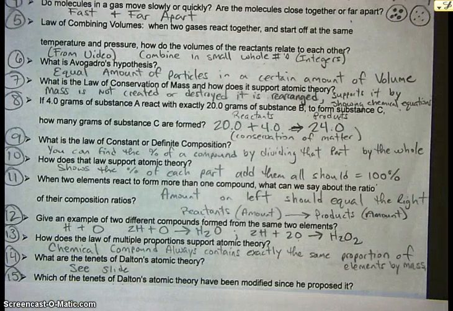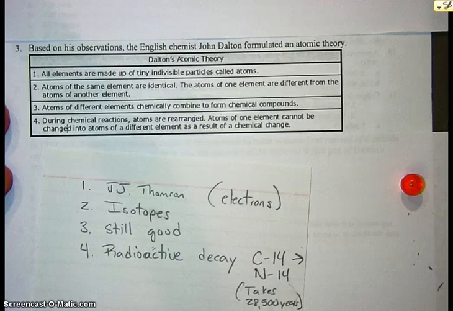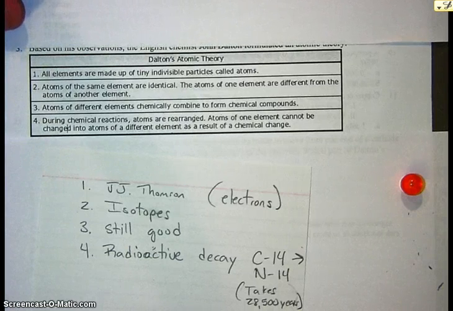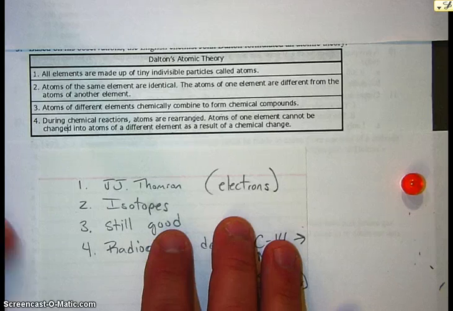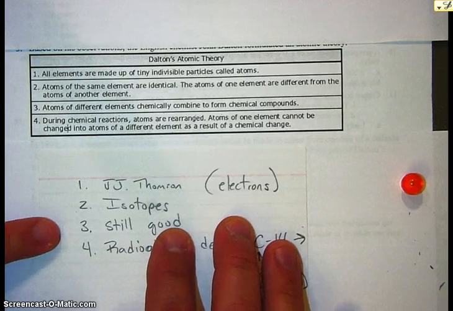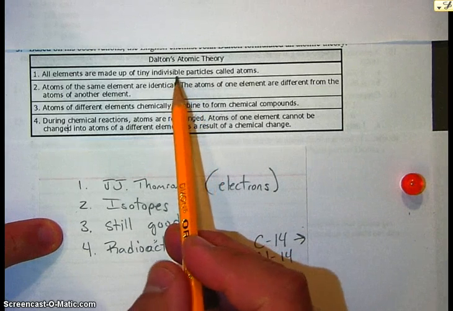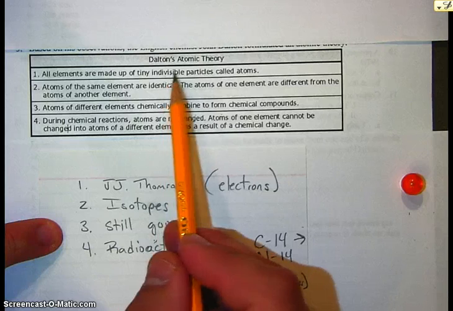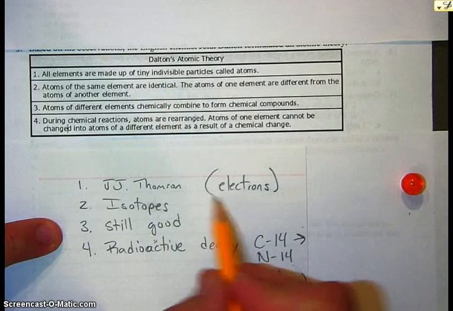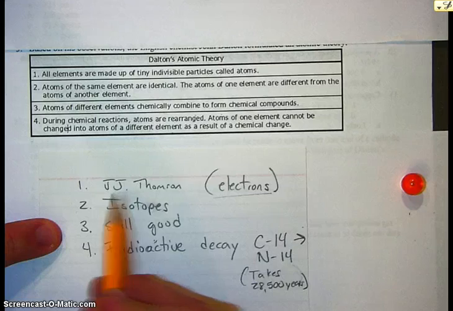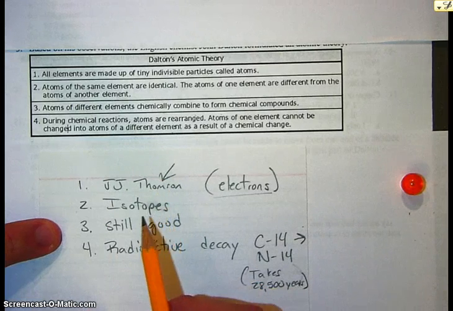Okay, next one, number 15. Which of the tenets of Dalton's atomic theory have been modified since he proposed it? Well, let's look at that again. Let's see which ones of these were changed as a result of further experimentation. Well, we found out that, in fact, atoms are not indivisible. There are parts of it that can come off, like electrons. My man J.J. Thomson, he figured that one out, okay?